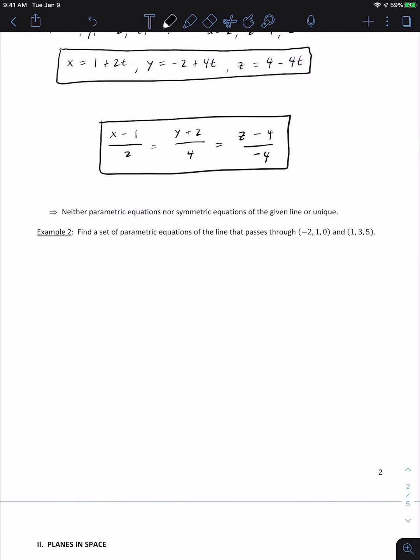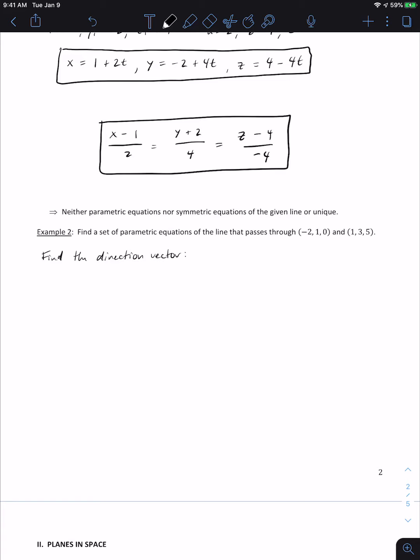Okay, so we want to find the parametric equation of the line that passes through these 2 points. So remember, what do we need to write the equation of a line in space? We need a point and we need a vector. In this case, we're given 2 points but no vector. However, we can find the direction vector by just finding the vector that connects these 2 points. Right? So first we need to find the direction vector.